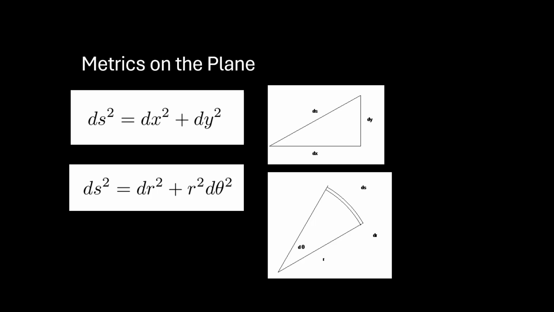S is the arc length at the edge of a sector of a circle, r is the radius, and theta is the central angle measured in radians. So this formula is also consistent with Euclidean geometry.